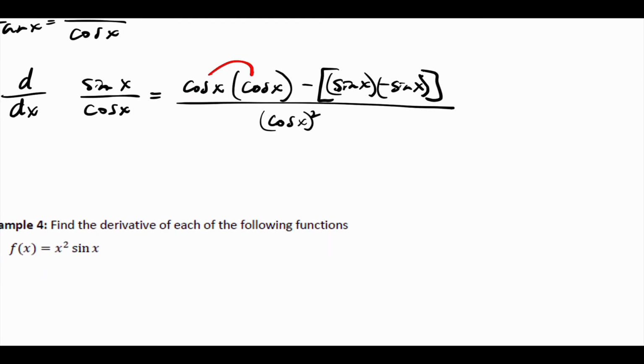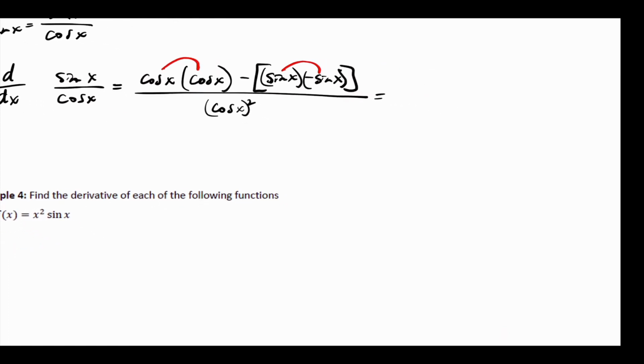Okay, so I got to multiply and multiply. What do I get when I multiply cosine times cosine? Cosine squared. In trig, they write the squared right here. In algebra, we write the squared over here, but in trig, for some reason, I don't know why, they write the squared there. It's the same thing. It means cosine squared. Means cosine times cosine.